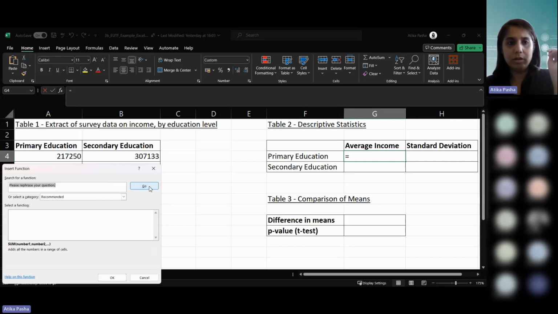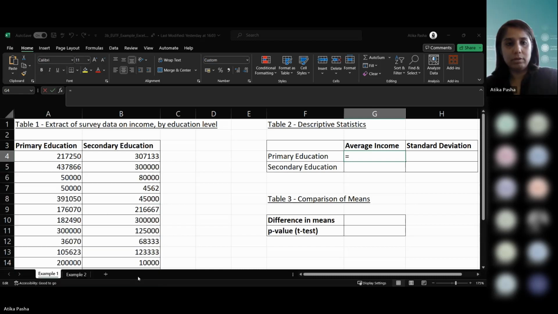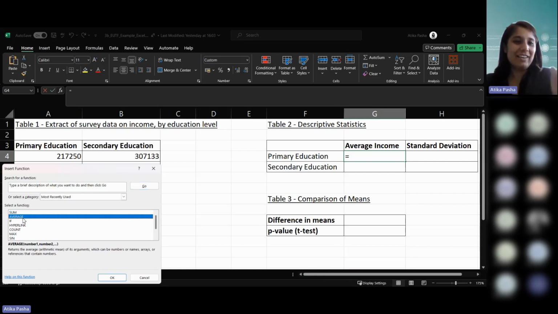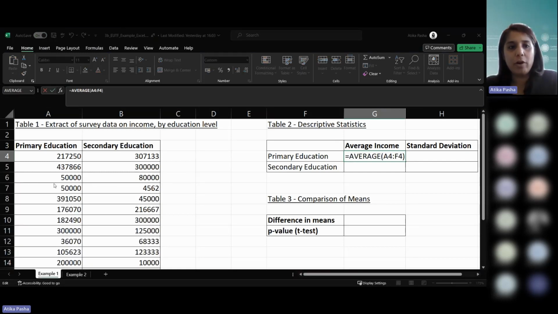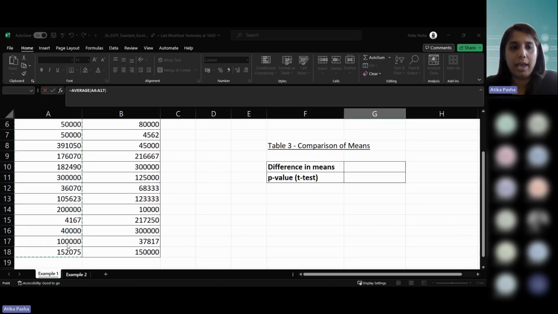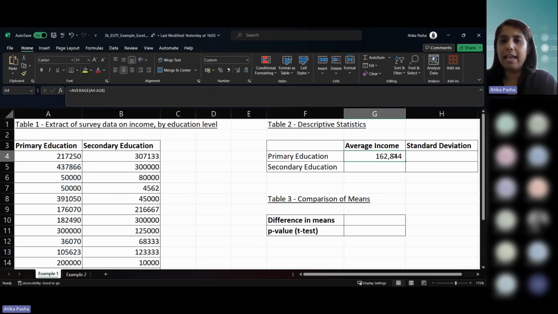Oh, wait, sorry. Cancel. Sorry. Click on average again. Apologies. Click on average, and then it would ask you for the function argument. This is just the set of individuals that you want to calculate the average for. In our case, the range is going to be A4 to A18. Just drag down from A4 to A18, and with that, you get the average income for everyone who has completed primary education in your sample.